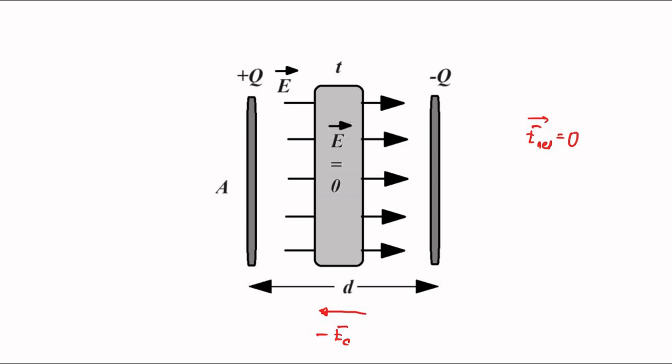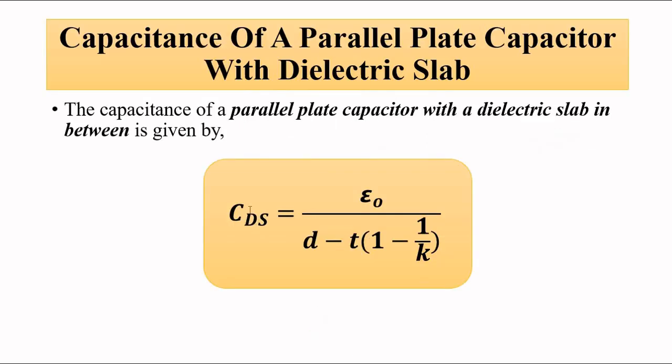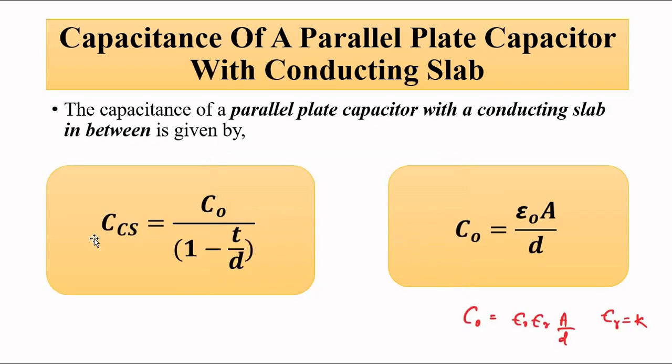So in this case, the capacitance changes as per this relationship. The capacitance with the dielectric slab is equal to epsilon 0 A by (d minus t into (1 minus 1 by k)), where k is the dielectric constant or the relative permittivity. So this is the capacitance of a parallel plate capacitor with a dielectric slab in between, and the earlier one is the capacitance of a parallel plate capacitor with a conducting slab in between.